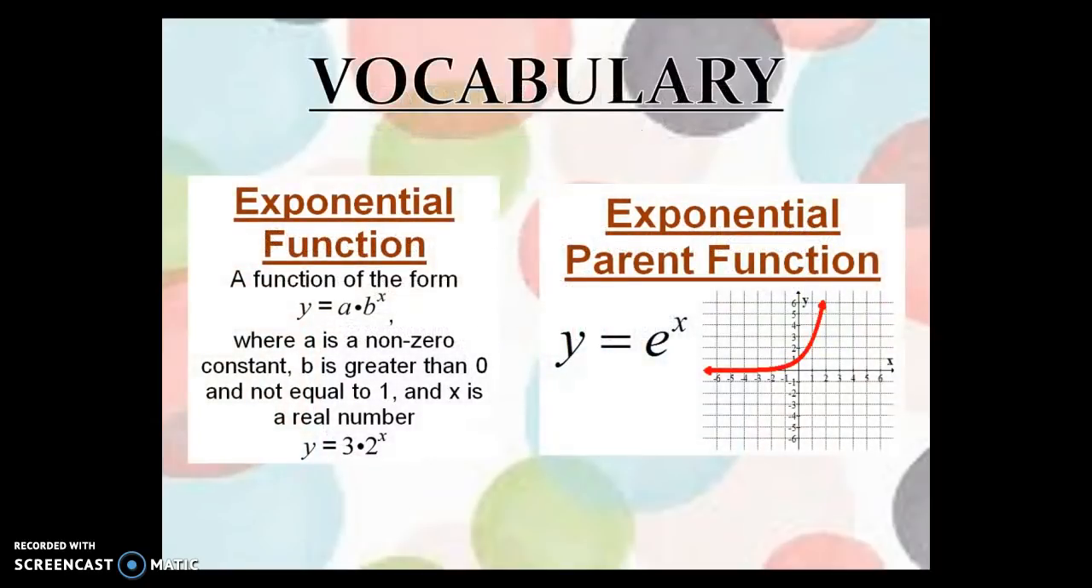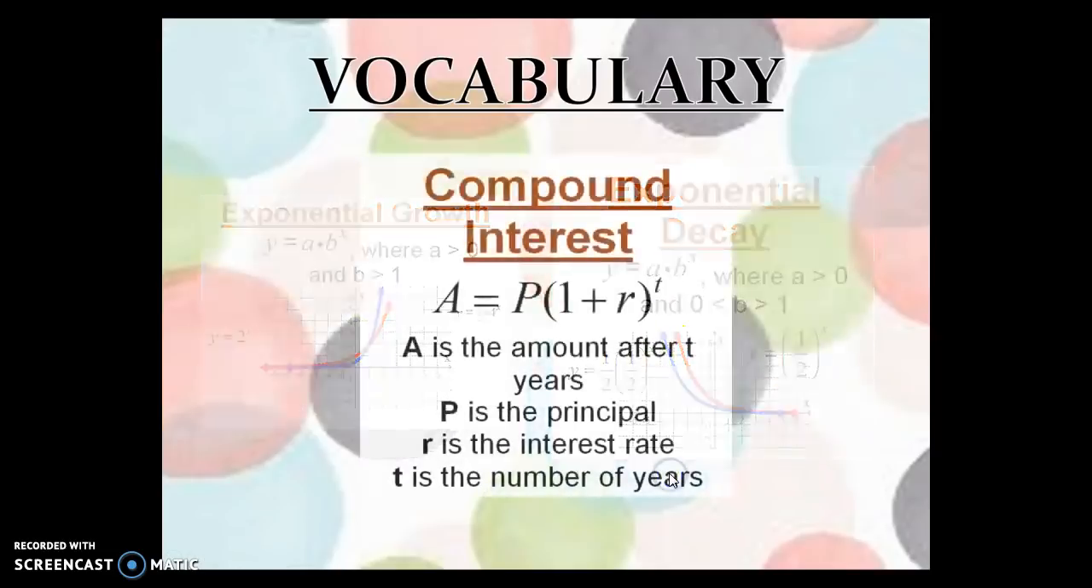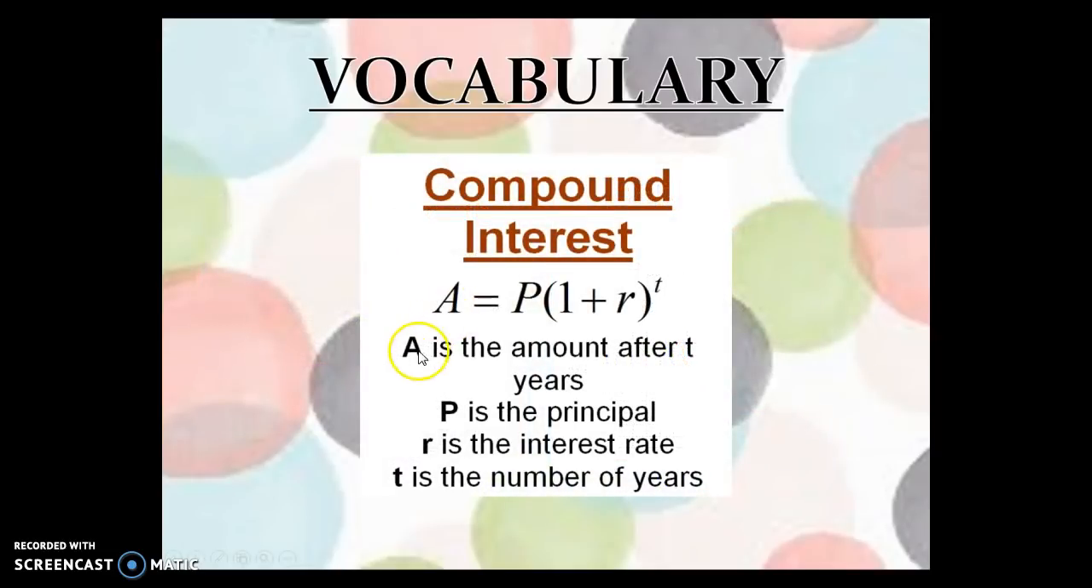Okay, so an exponential function, remember this is what you start with. This is how you're growing and how long it takes to grow. Okay, an exponential parent function is e to the x power. It looks like that. Exponential growth, if you read it like a book, it's going up. Exponential decay, read it like a book, it's going down. Compound interest, A is the amount after t years, P is the principal value, R is the interest rate, and T is the number of years.